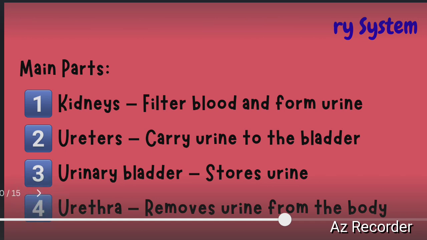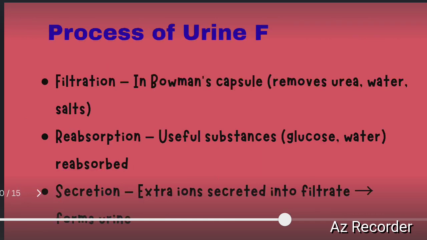So how does the process of excretion, that is urine formation, occur? First is filtration. In the Bowman's capsule, what happens? It removes water, urea, as well as some salts. This is the process of filtration. Then comes reabsorption: some useful substances, like glucose and water, are reabsorbed. That process is called reabsorption, which occurs during the formation of urine.